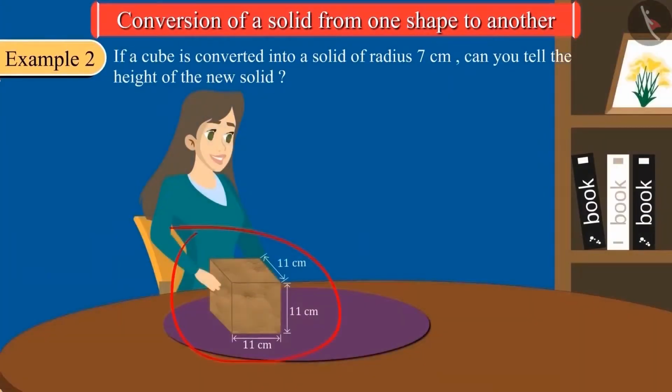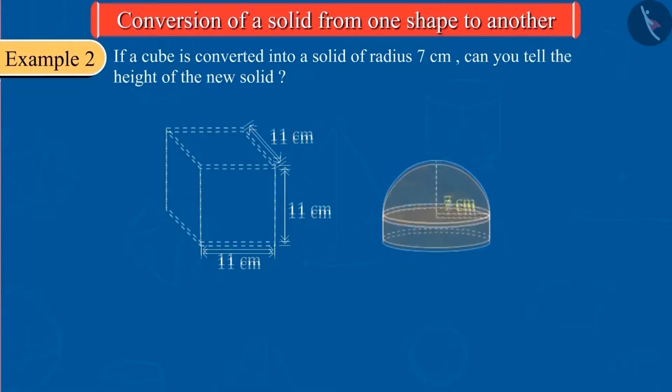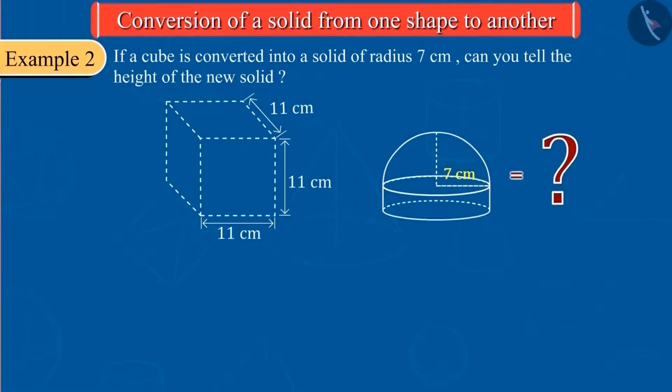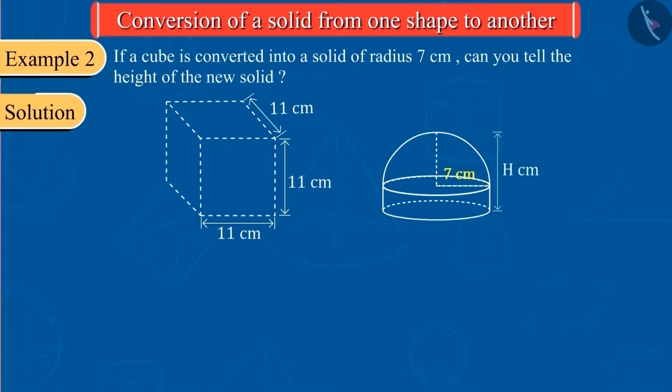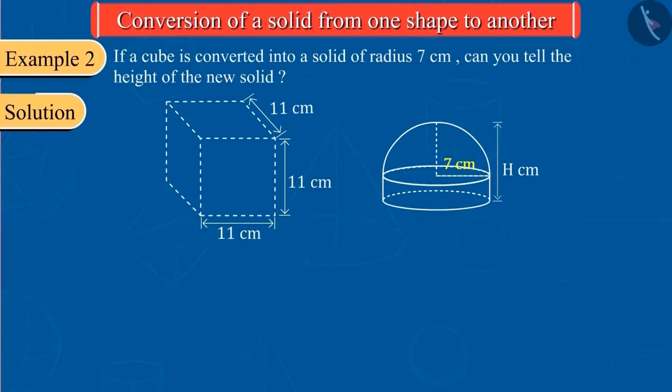This cube is made of model-making clay. Sanjana transformed this solid into another solid with a radius of 7 centimeters. Can you calculate the height of this solid? Let the total height of this new solid made by Sanjana be capital H. From the picture, we can see that the new solid is made of a hemisphere and a cylinder. We can also see that the radii of these two solids are equal, that is, 7 centimeters. For a hemisphere, its radius will be its height.